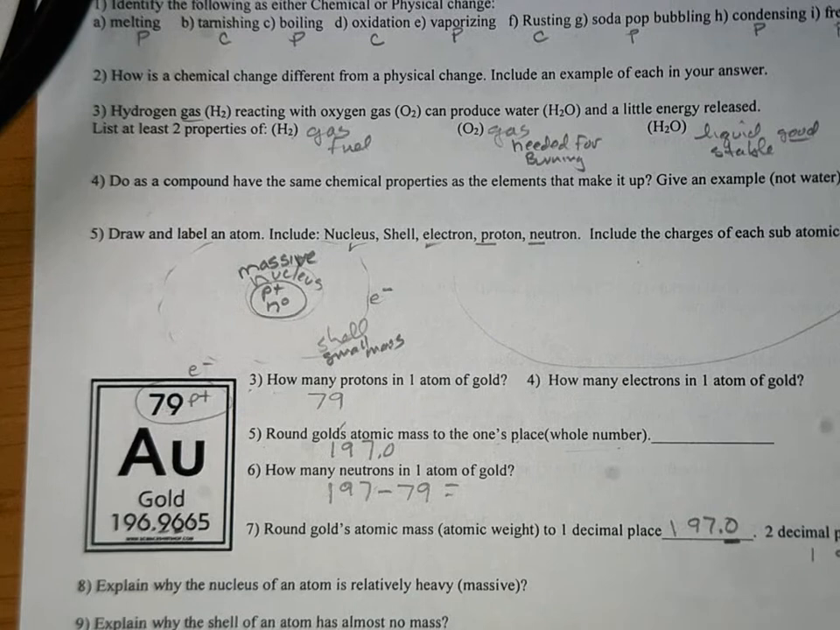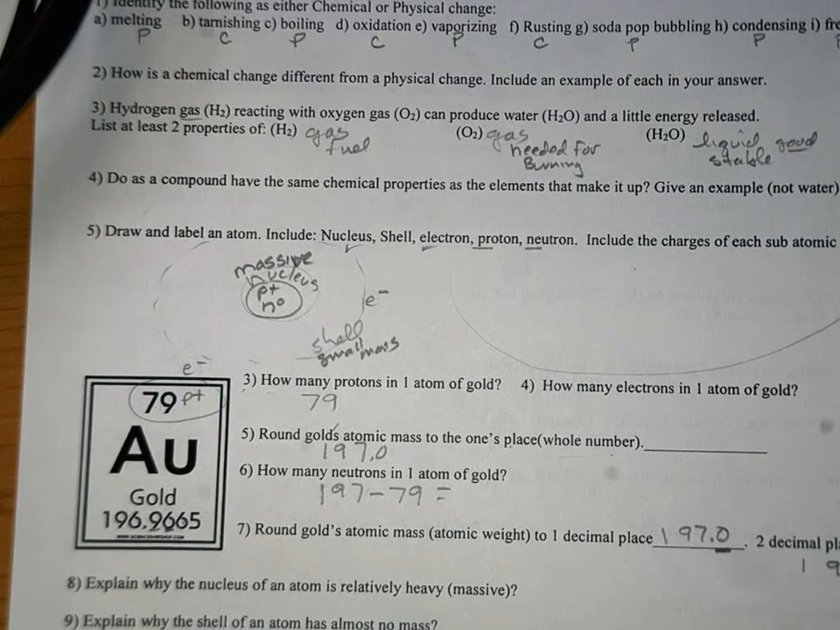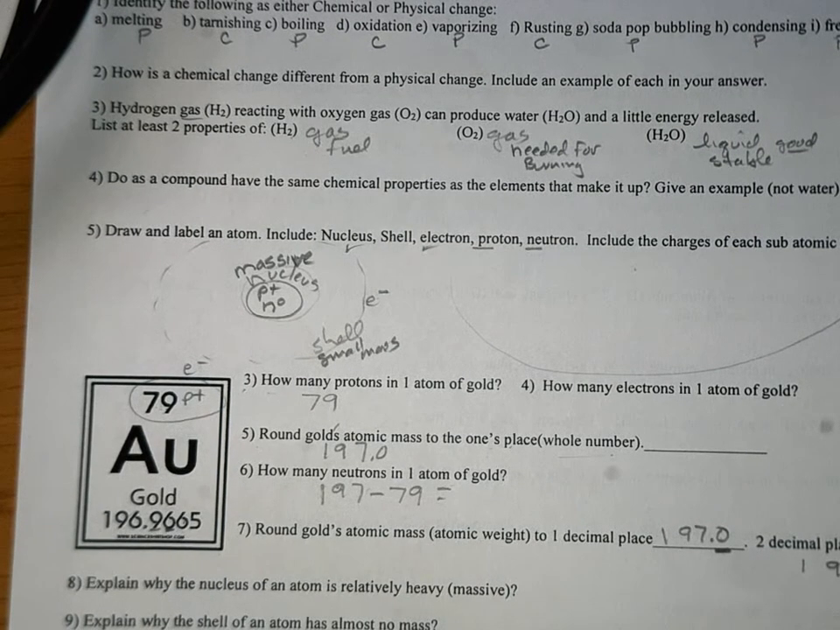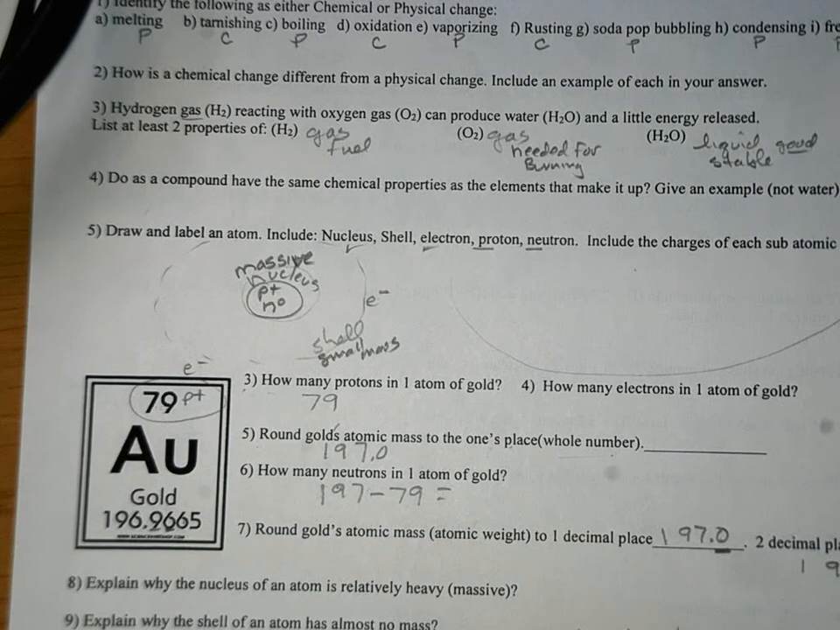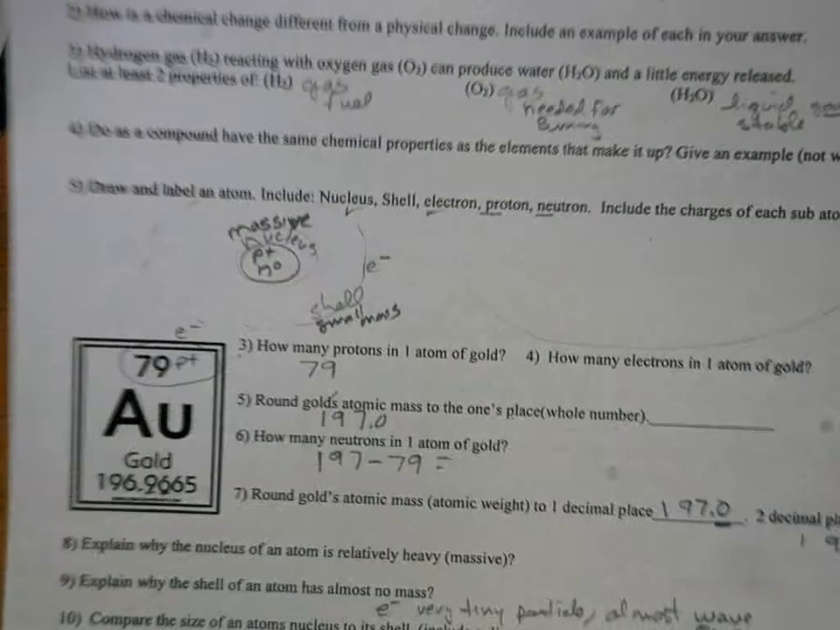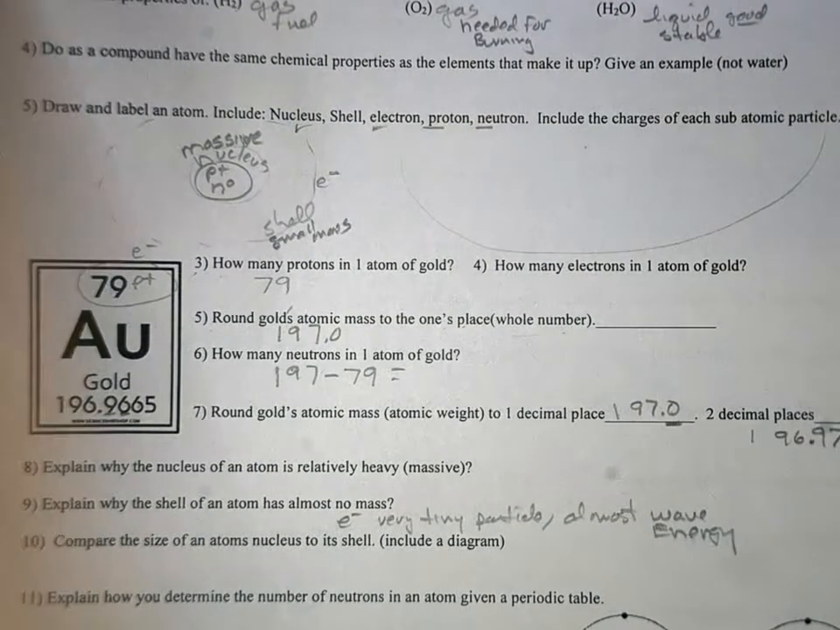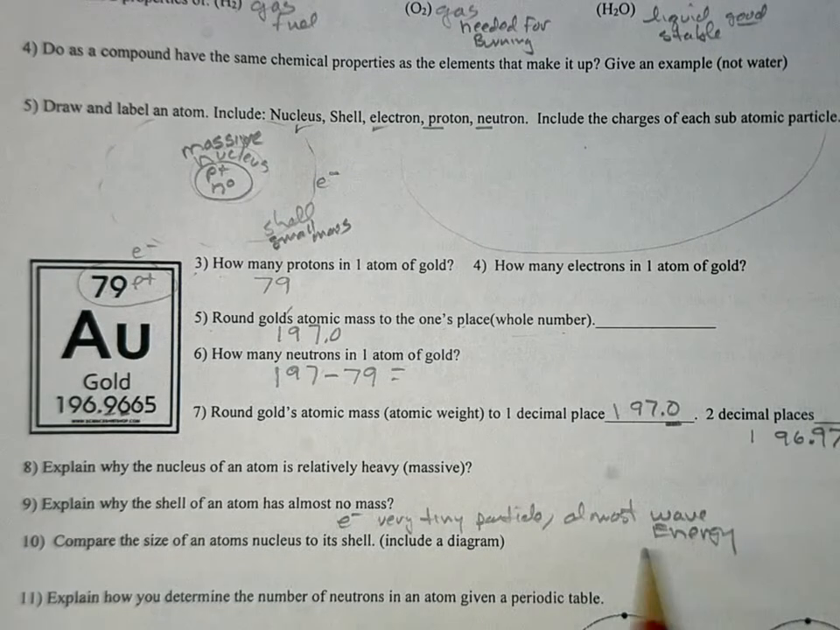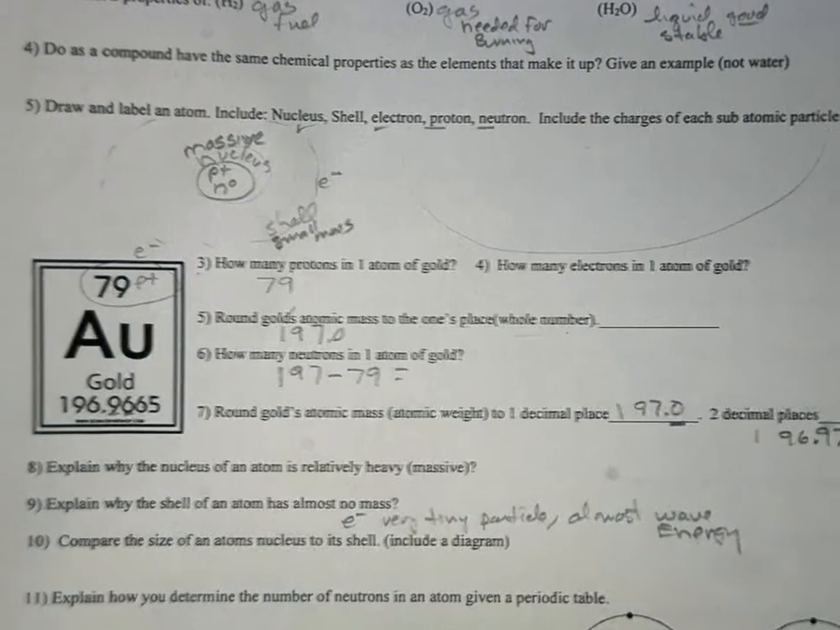Explain why the shell of an atom has almost no mass. Electrons are a very tiny particle. They're almost a wave energy form instead of mass. It's got characteristics of both. Number 9. So again, electrons are a very tiny particle. They're almost wave energy.